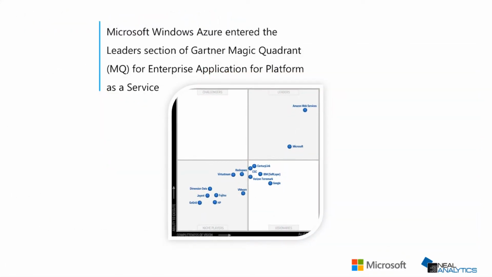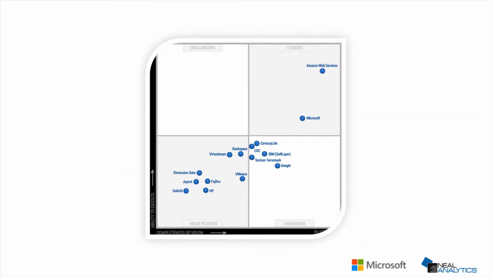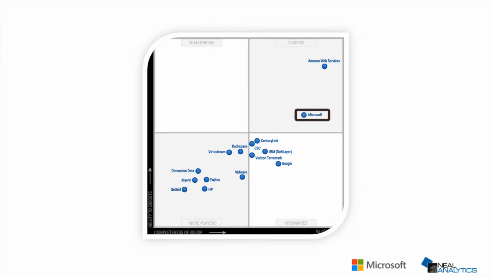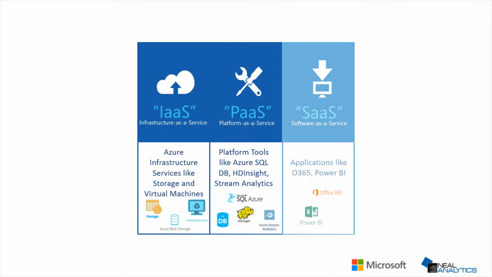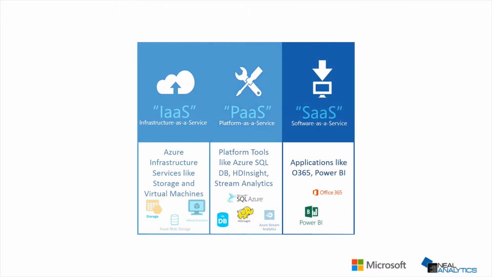With all these advantages, Microsoft Azure is ranked by Gartner as an industry leader in two types of services: Infrastructure as a Service and Platform as a Service. Infrastructure as a Service, or IaaS, lets you lift and shift existing applications to the cloud. Platform as a Service, or PaaS, offers processing tools like SQL Azure. In addition, Azure has Software as a Service, or SaaS.